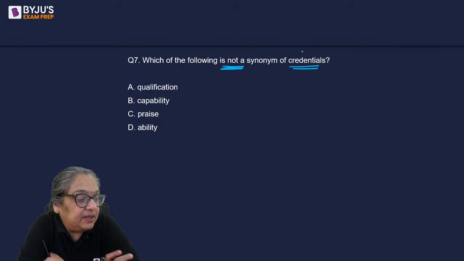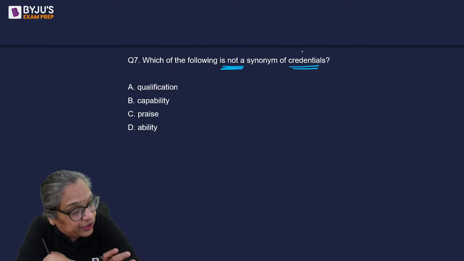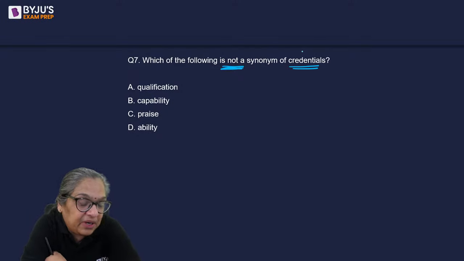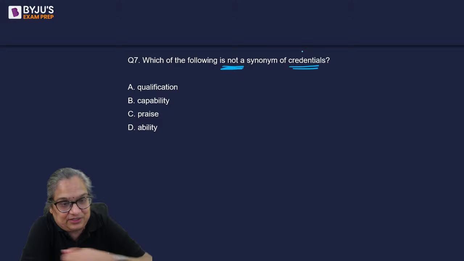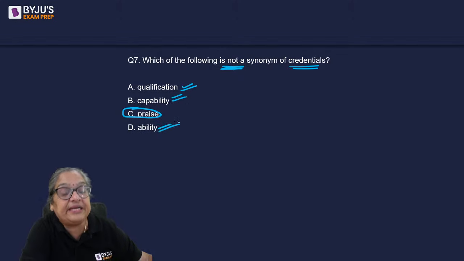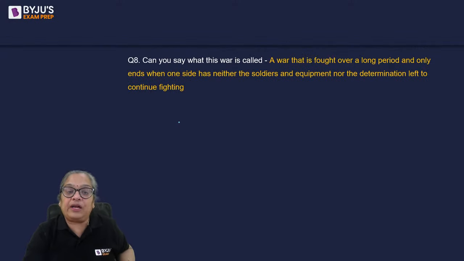Given India's credentials as Israel's friend, it has a role in effecting the ceasefire. Which one is not a synonym? It's not asking what is a synonym, so look at the three similar words in the options. No, it is praise. Credentials cannot be praise. Qualification, capability, ability, any of these, but not praise. All right.